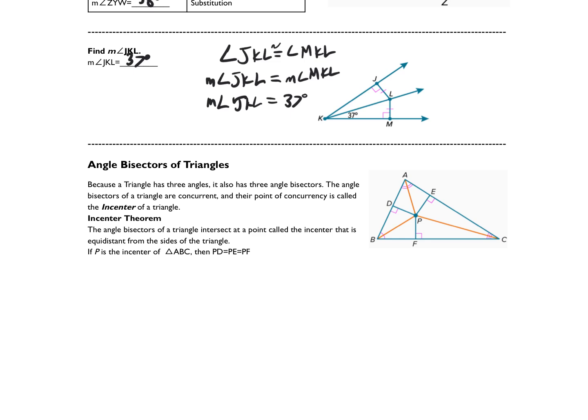This is the incenter. The angle bisectors of a triangle intersect at a point called the incenter that is equidistant from the sides of the triangle. So if P is the incenter of triangle ABC, then PD is congruent to PE, which is congruent to PF. So all three of those greenish blue lines there are congruent.